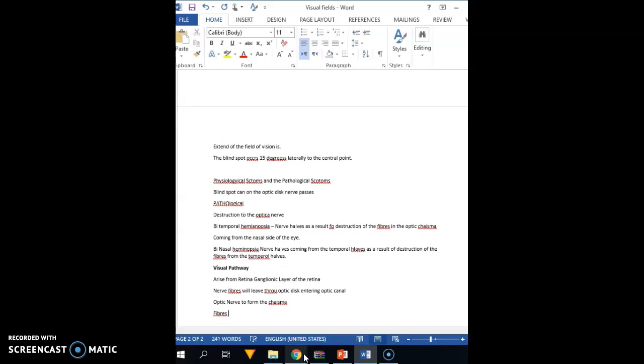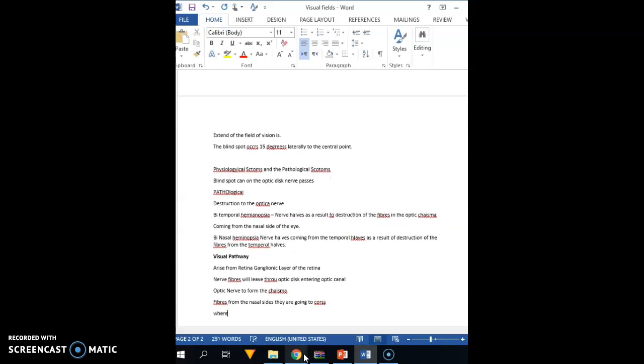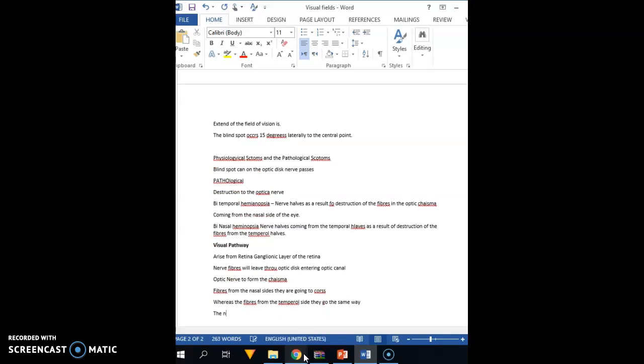The fibers from the nasal sides are going to cross, whereas the fibers from the temporal side go the same way. Then the nerves eventually have three destinations. The optic chiasma forms the optic tract, and then these can go to the nerve fibers.